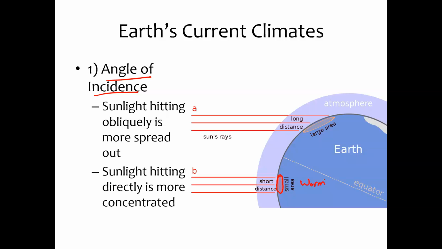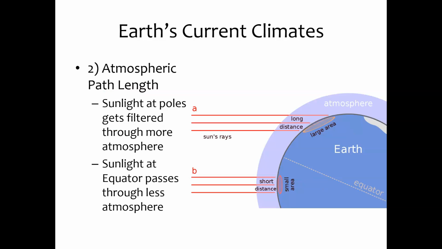Near the poles, sunlight hits, but it has to spread out over a much larger area because it's coming in at what we might say is an oblique angle or a small angle, as opposed to coming in directly overhead. When the sun is not coming in directly overhead, that sunlight has to spread out over a larger area, and so you get much colder temperatures in those zones.